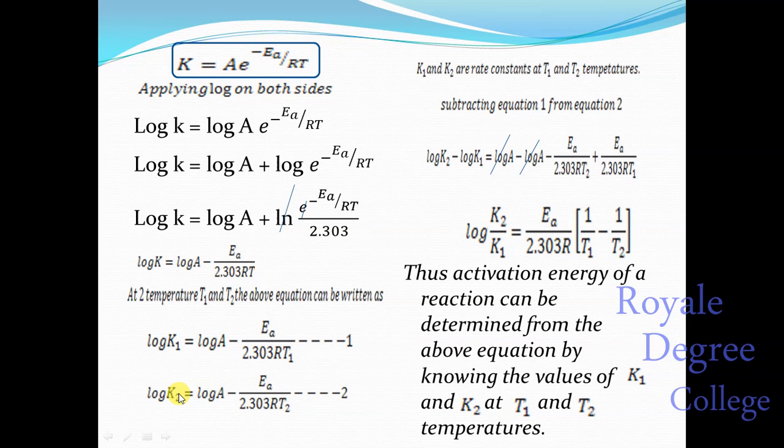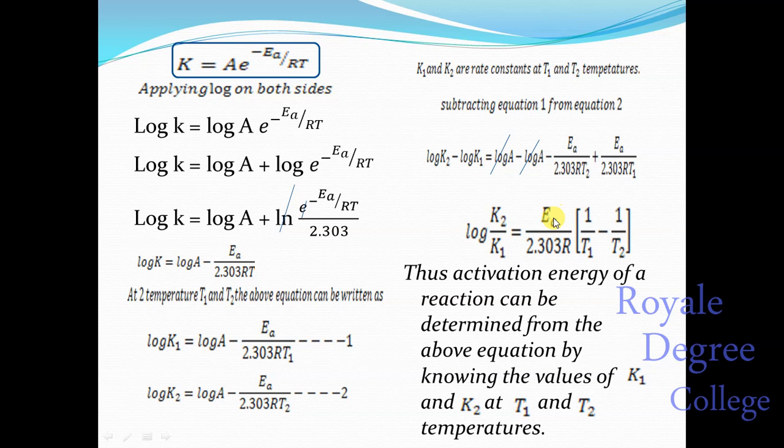Subtracting equation 1 from equation 2. So we can write like this: log k2 minus log k1 is equal to log A minus log A, then minus Ea by 2.303 RT2, then minus into minus plus, then Ea by 2.303 RT1. Now log A minus log A gets cancelled. So you will get log k2 minus log k1. Here we are applying the formula log a minus log b is equal to log a by b. So we are writing like this, log k2 by k1.